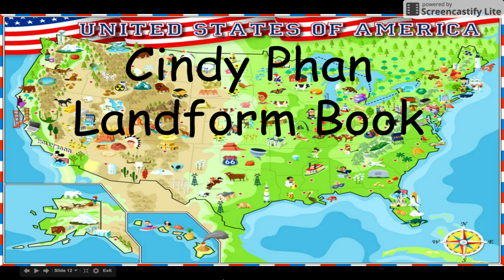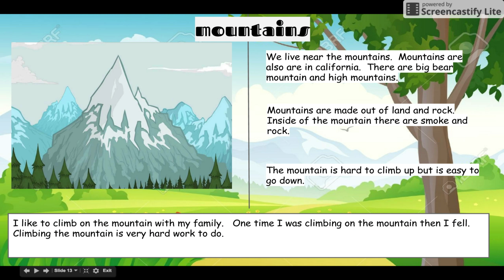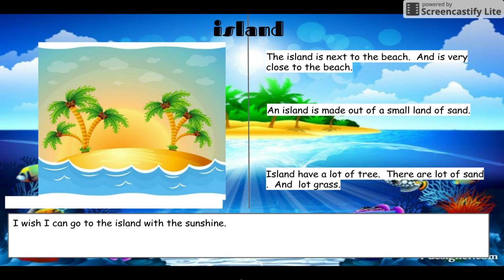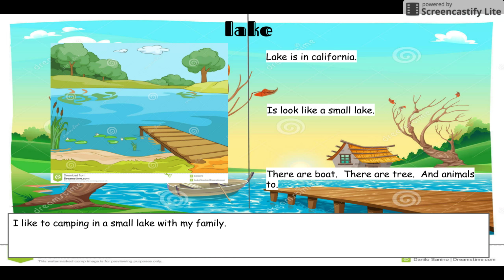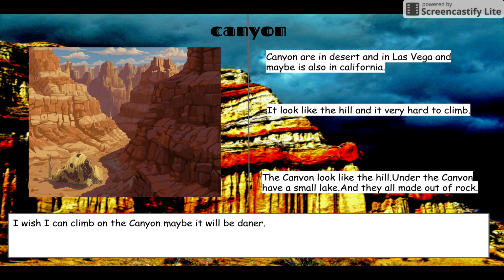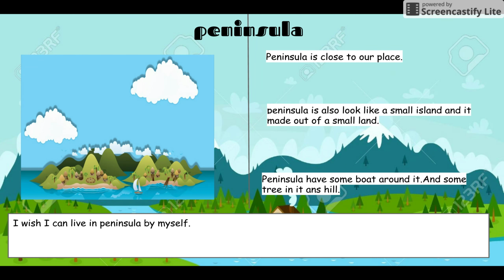Here's another CGI problem, and this was a landform book that the student created. I sent her out a digital template that had mountains on it, and then she added pictures and she added the information to her book. So it talks about mountains, valleys, plateaus, islands, deserts, lakes, rivers, oceans, canyons, peninsulas.